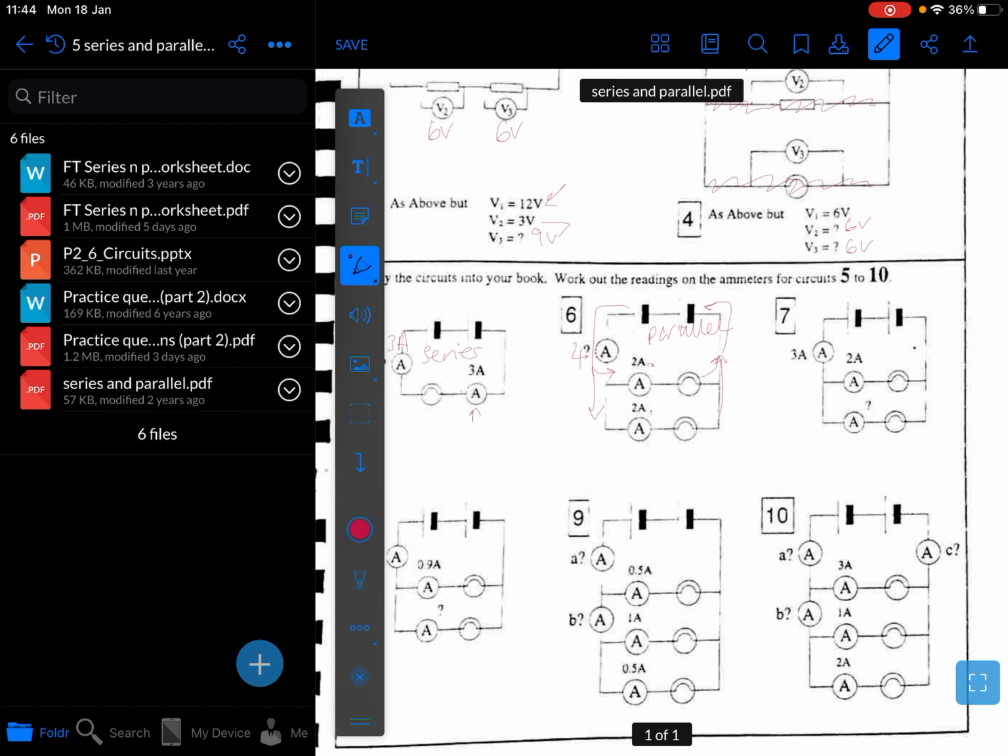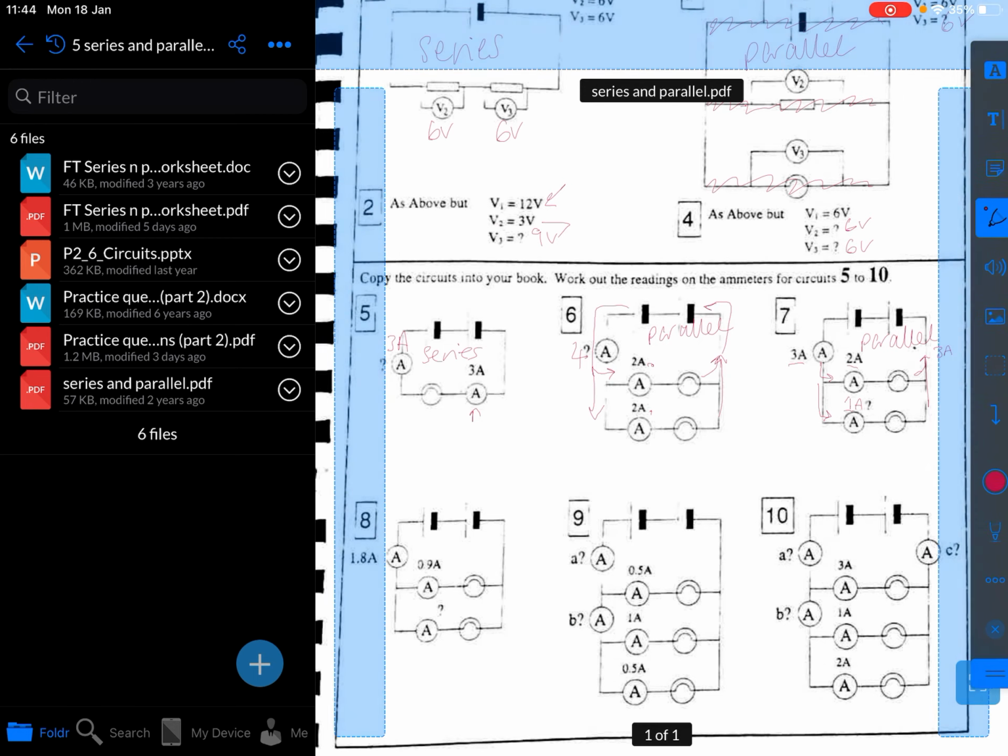Number 7 is the same idea. Again, these are parallel. In fact, just take it that they're all parallel from now on. So again, our current is splitting. You have 3 amps coming from the cell, 2 amps of which have gone down the first branch. How much is left over? 1 amp to go down there. And then again, it would all join up back here and you'd be back at 3 amps on the other side when they've joined together.